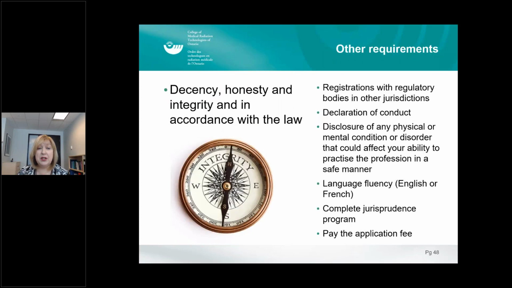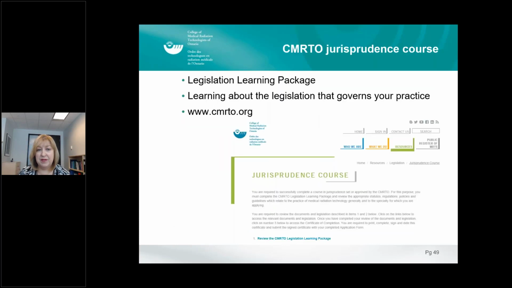Other requirements include you must practice with decency, honesty, and integrity, and in accordance with the law. So we're looking for a declaration of conduct. We're also looking for disclosure of any physical or mental condition or disorder that could affect your ability to practice. And there's other requirements there too, that you have to upload information if you answer yes to any of those questions. And of course, pay the application fee.